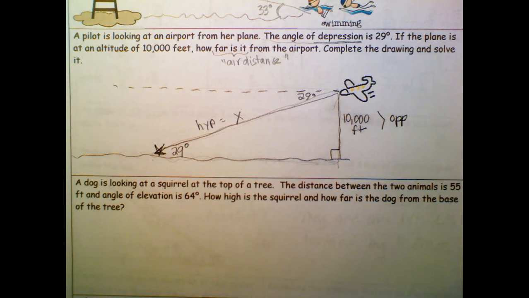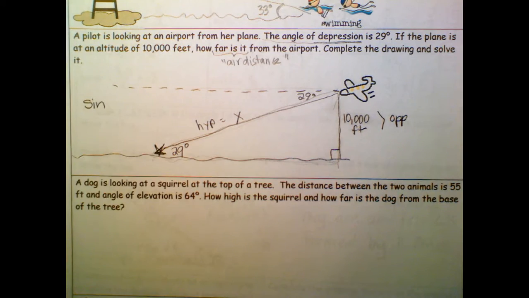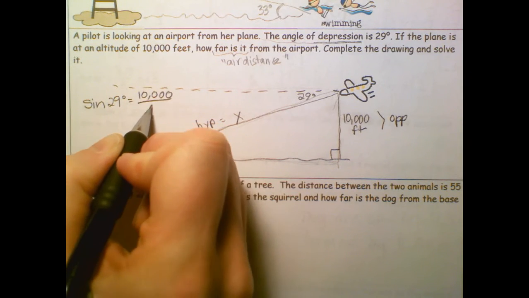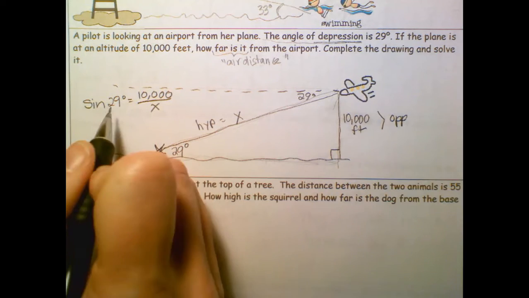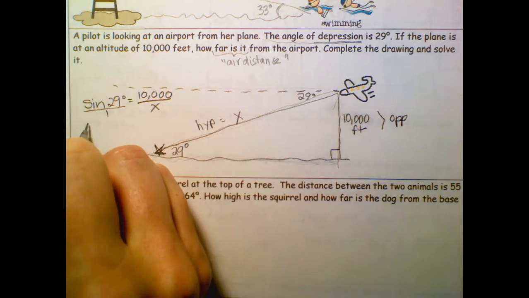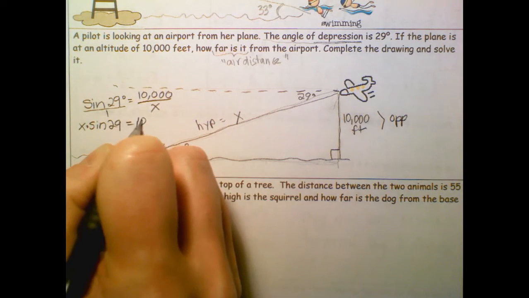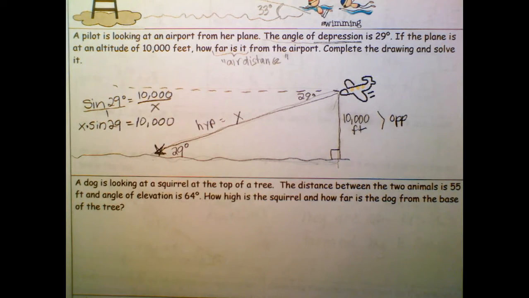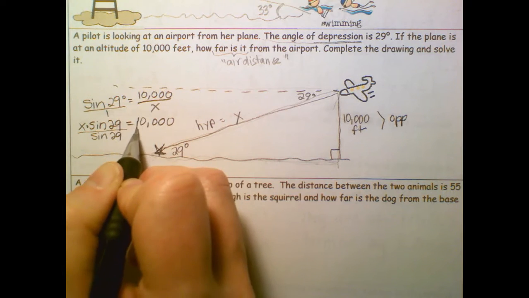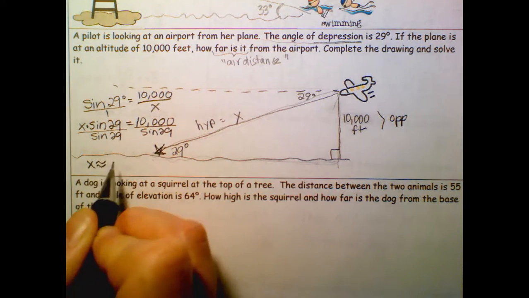So if I have an opposite and a hypotenuse, and I do my SOHCAHTOA, what I have is a sine relationship. So I'm going to say sine of 29 degrees equals 10,000 over x. Okay, so I'm going to put the sine of 29 degrees over 1, and I'm going to cross multiply. So I'll get x times the sine of 29 equals 10,000. And you can replace that sine of 29 with the decimal number. I'm going to go ahead and just keep it as sine of 29.